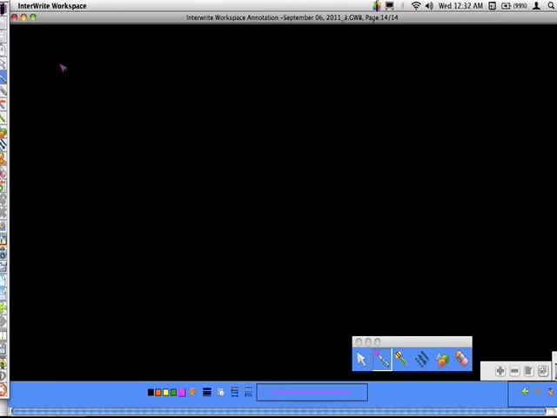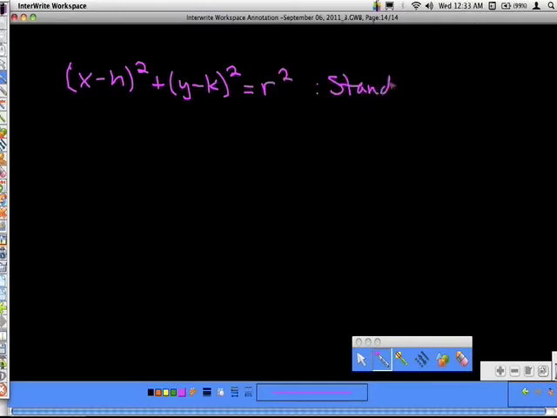Our standard form for the equation of a circle is going to look something like this. X minus h all squared, y minus k all squared equals r squared. So that's standard form for the equation of a circle. Now, what do all those pieces mean? Well, as an ordered pair, h and k is the center of our circle, and r, not r squared, but r, is the length of the radius of our circle.